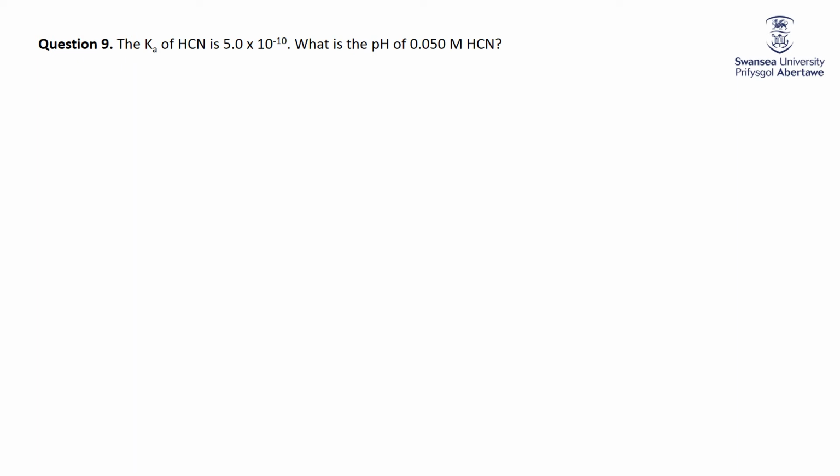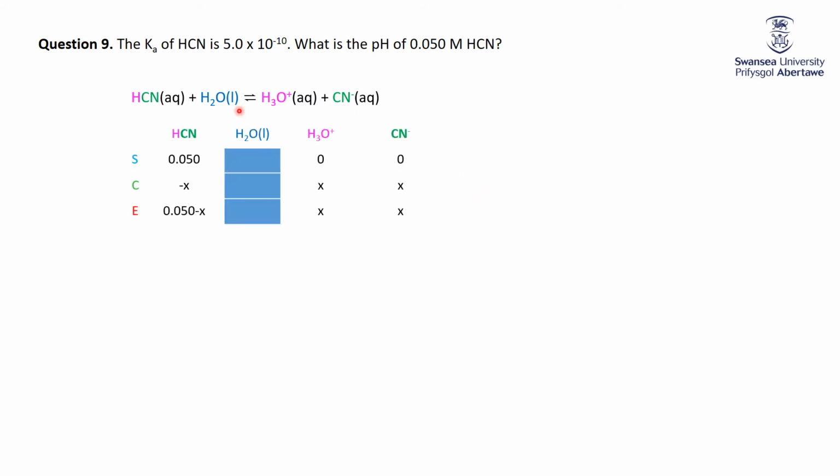Ka of HCN is 5 times 10 to the minus 10. What's the pH of 0.050 molar HCN? Well, here's our reaction: HCN plus H2O, reversibly going to H3O+ and CN minus. Set up the ICE chart, very standard format. We've got 0.05 molar HCN at the start, and none of the products. X of that dissociates, giving us X H3O+ and X CN minus. So there are the equilibrium values.